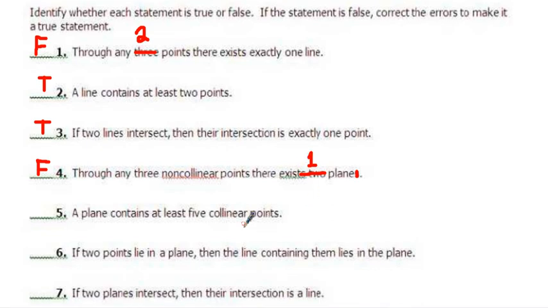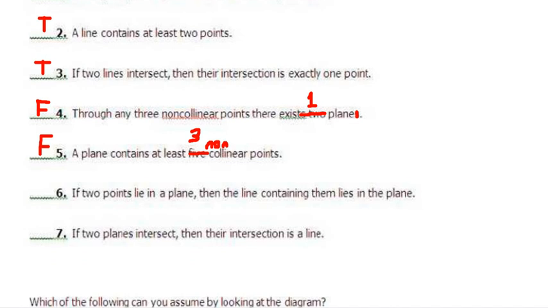A plane contains at least 5 collinear points. True or false? The correct answer is false. It must be at least 3 non-collinear points. My apologies for the bad handwriting.